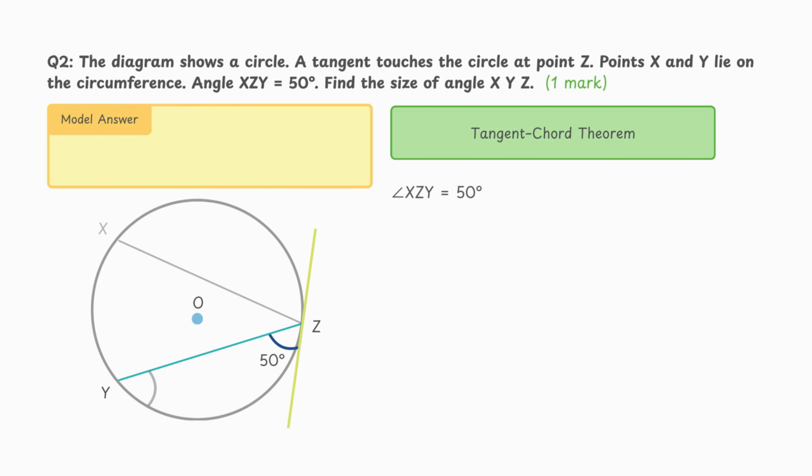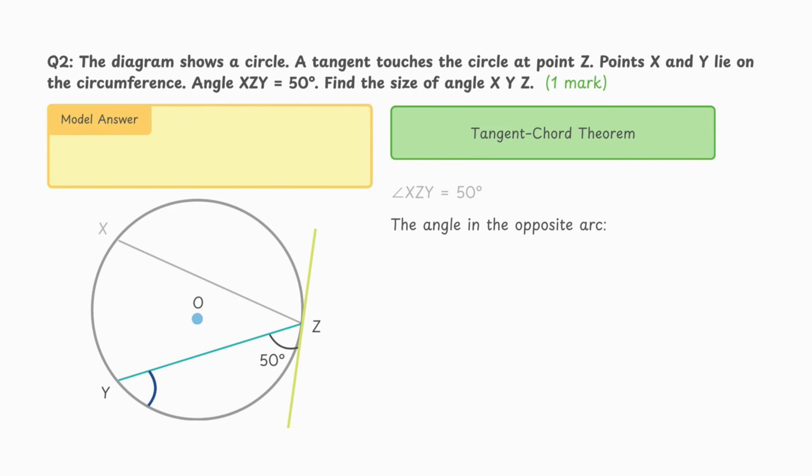We are given angle XZY, which is 50 degrees. This is the angle formed between the tangent and the chord ZY. Now, according to the theorem, this angle must be equal to the angle inside the circle that stands on the same arc. Now look at angle XYZ. This angle is inside the circle at point Y, and it is looking across the same arc as the angle at Z. So these two angles are connected.